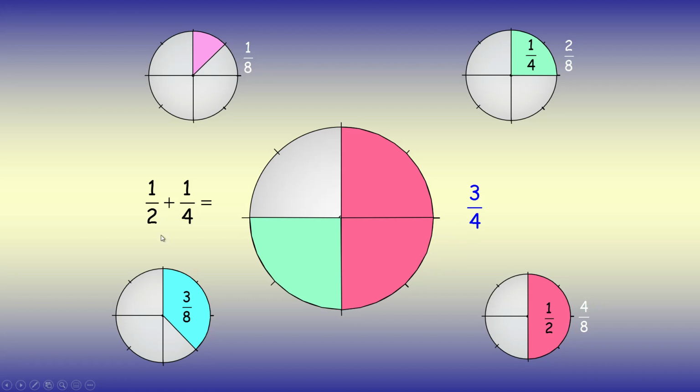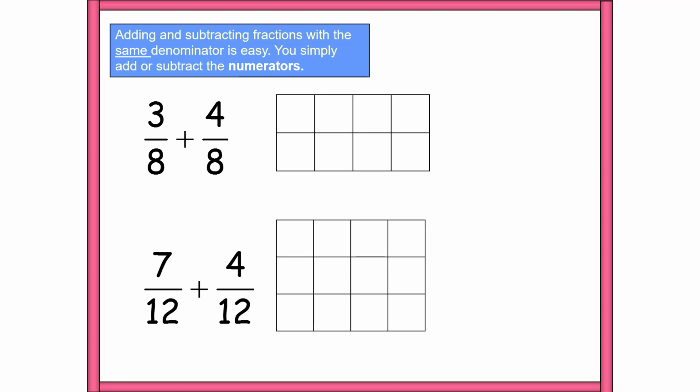Okay, good. What I want us to do now is to have a look at an example. Okay, so we've got a slightly different graphic this time. 3 out of 8 plus 4 out of 8. So we can shade 3 out of 8 in here. 1, 2, 3 out of 8. And add 4 out of 8. So I'll shade 4 out of 8 as well. Altogether that gives me 1, 2, 3, 4, 5, 6, 7 out of 8. So I can write 7 out of 8.